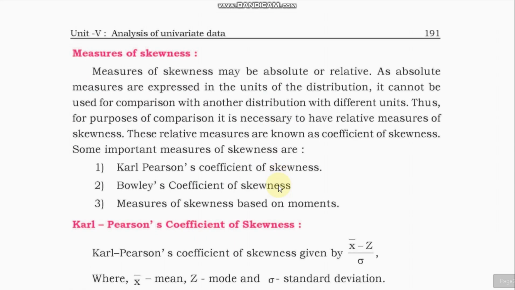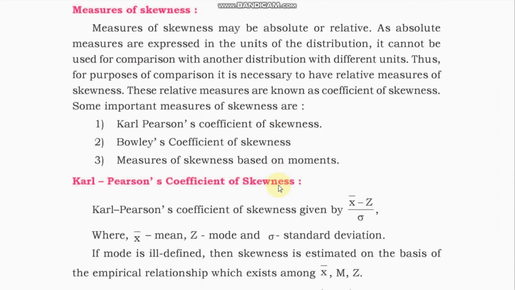Now comes the measures of skewness. Measures of skewness may be absolute or relative. While studying dispersion, we came across two sets of measures: one is absolute measures, another is relative measures. Similarly here also we have absolute measures and relative measures. Absolute measures are expressed in the units of the distribution. Whatever the units of the given values in the distribution, the answers will be in the same units.